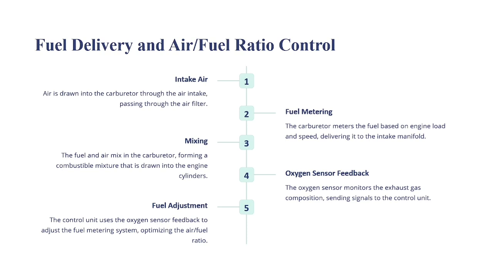Then metering. In the fuel metering, it regulates the fuel flow based on the ECU commands. Fuel is drawn from the fuel bowl into the fuel metering valve. And the carburetor meters the fuel based on the engine load and speed, delivering it to the intake manifold.